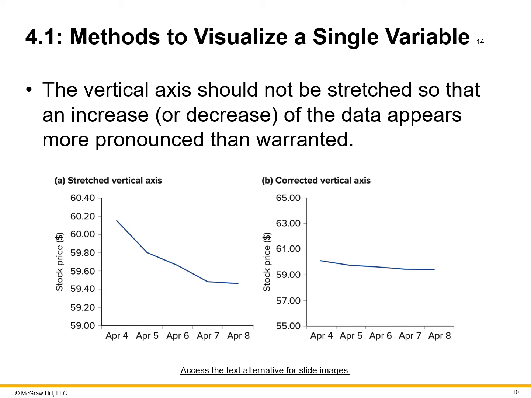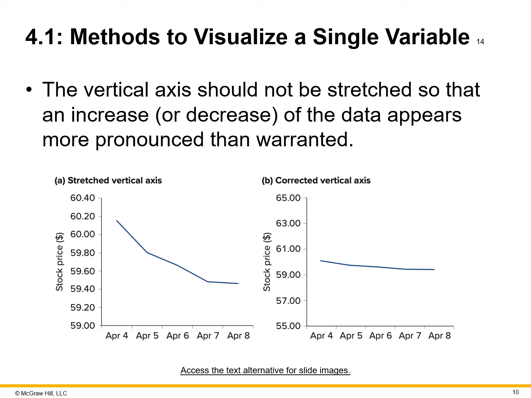This is another example where the vertical axis should not be stretched so that an increase or decrease of the data appears more pronounced than warranted. For example, here on the left side, we're going from $59 to $60.40, but on a stock price at 20-cent intervals. But as you can see, by doing that, it makes it look a little bit more structured than it should be. The corrected vertical axis is actually spreading it out further.